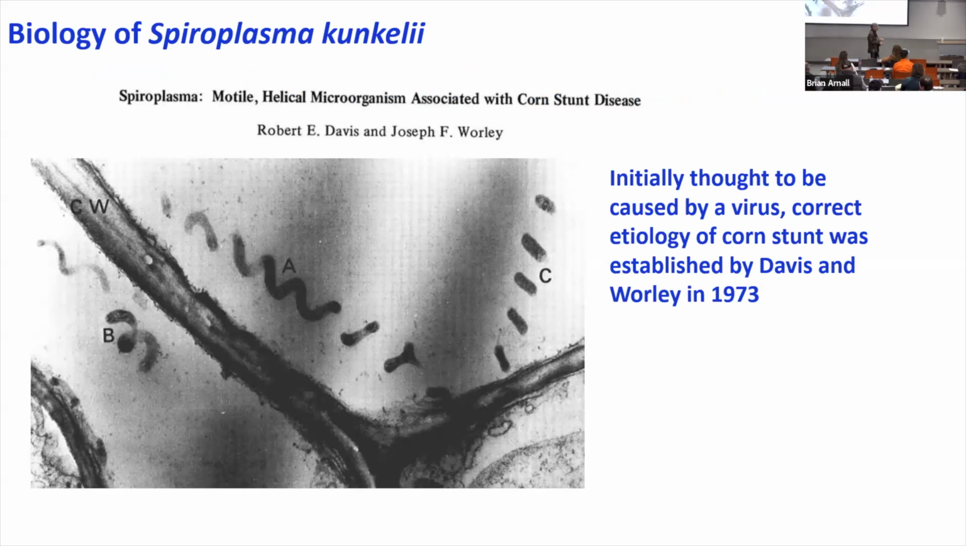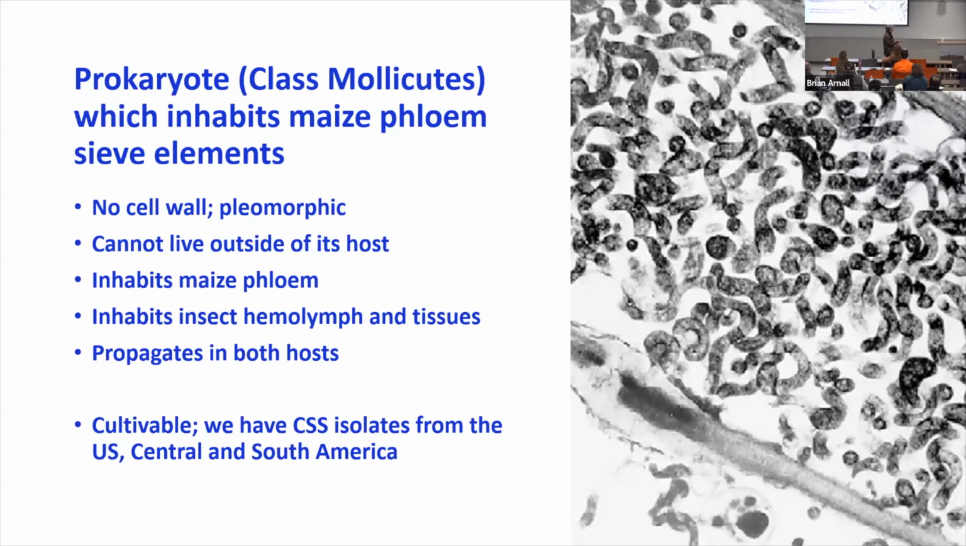After this first description, it was initially thought to be caused by a virus because they didn't know about plant pathogenic bacteria in the phloem at that time. Bob Davis and his group isolated it and captured images back in 1973. This is disputed because I just found a paper by Bob Granados describing the same kind of morphology in 1968. So this is a little bit questionable to me.